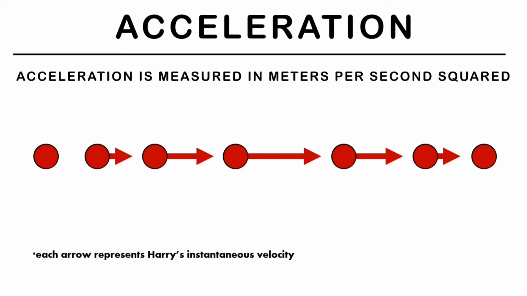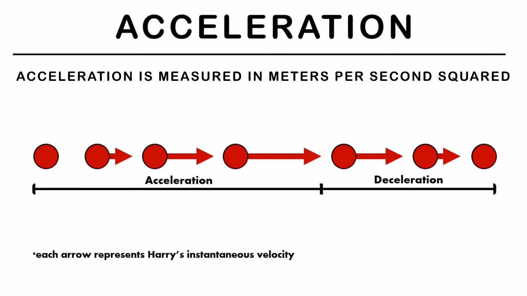Harry begins at rest before increasing his velocity, accelerating into platform 9 3/4. Then, after he passes through the wall, he begins to decrease his velocity, decelerating and returning to rest. Notice the different lengths of the arrows representing the changes in his velocity, showing his acceleration and deceleration.